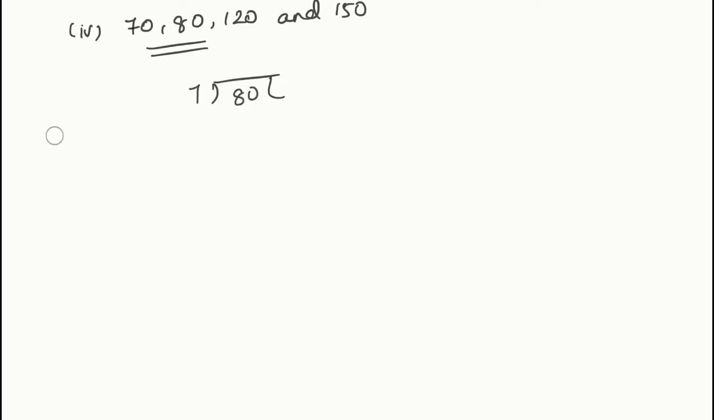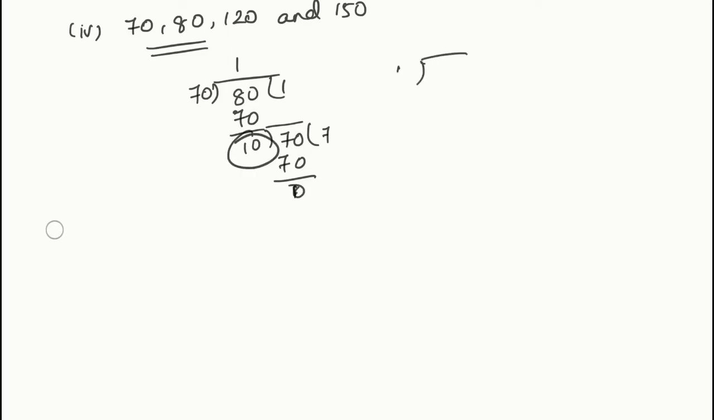Now let us do the next question, the fourth question. 70, 80, 120 and 150. So here we have 4 numbers. How do we start? We'll start with the first 2 smallest numbers. So let it be 80 and 70. 1 time. 70, 10. So I transfer 70 here. So I get 7 times 70. So here I'll get 10.